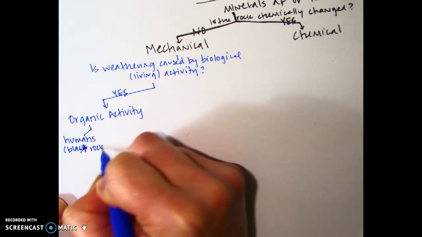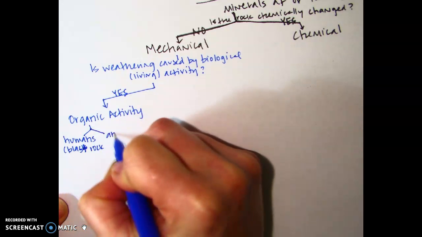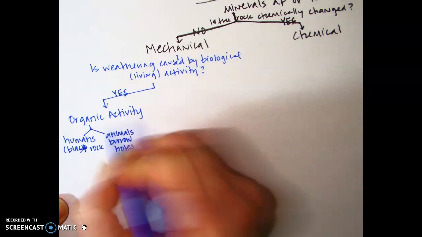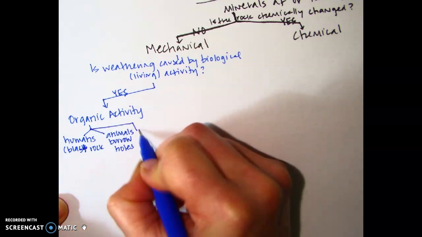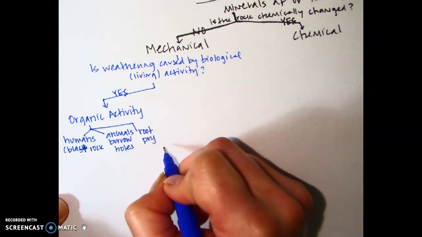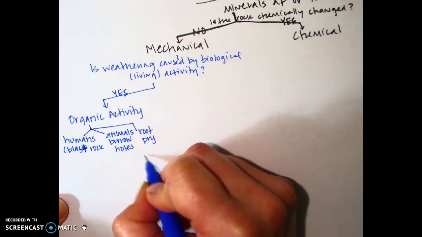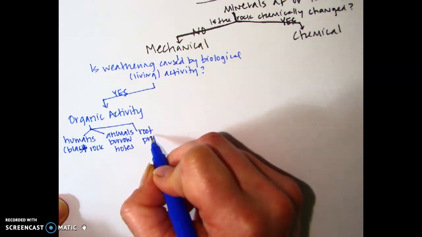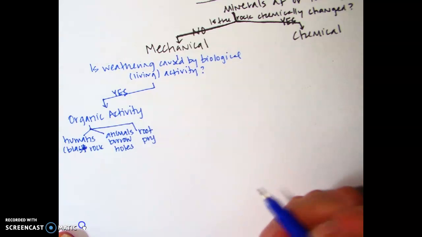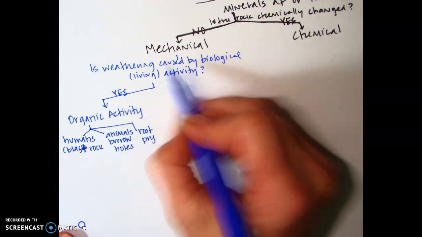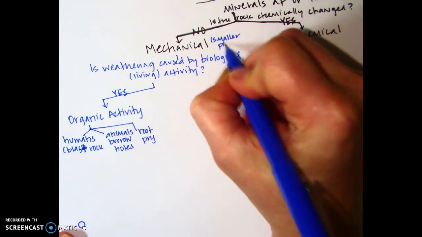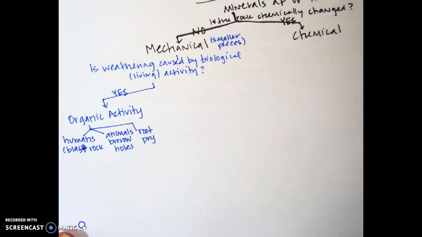Blast rock. You also have animals that burrow or dig holes. And then you have root pry. And this is when the roots of plants get into cracks and they grow. And as the diameter of the root increases, then it will pry or wedge that rock into smaller bits. So another way that I like to think about mechanical weathering is it's just into smaller pieces. It's still chemically the exact same, but it's just smaller pieces.